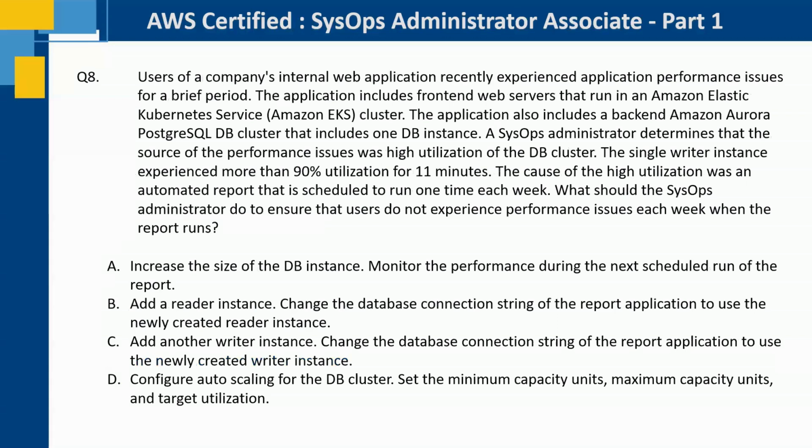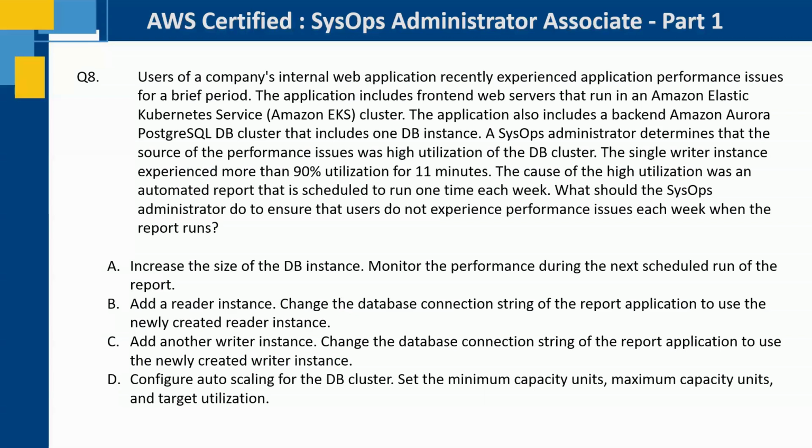Next question. Users of a company's internal web application recently experienced application performance issues for a brief period. The application includes front-end web servers that run in an Amazon Elastic Kubernetes Service cluster. The application also includes a backend Amazon Aurora PostgreSQL DB cluster that includes 1 DB instance. A SysOps administrator determines that the source of the performance issue was high utilization on the DB cluster. The single writer instance experienced more than 90% utilization for 11 minutes. The cause of the high utilization was an automated report that is scheduled to run one time each week.